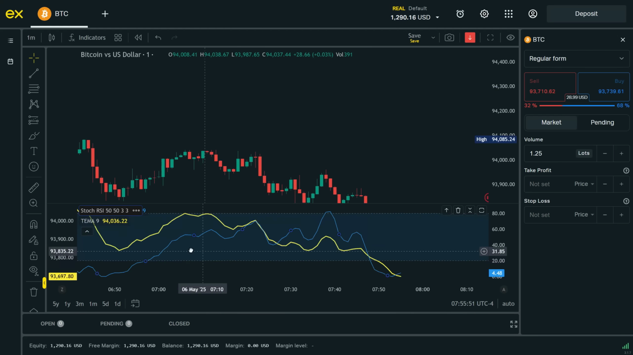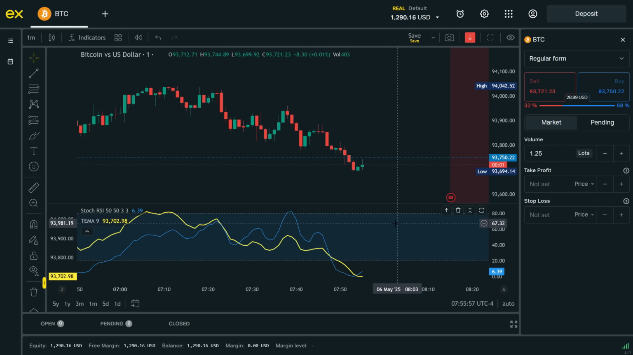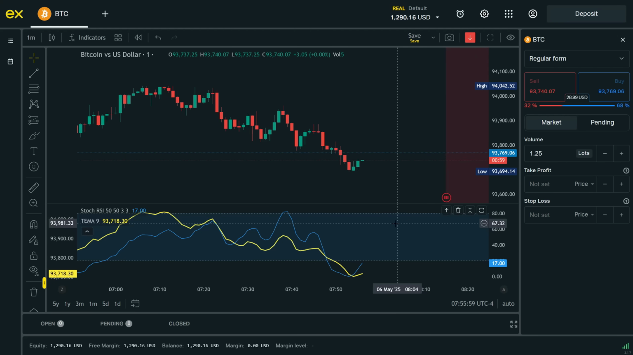When blue leads the way upward, the trend is likely up. When it dips below yellow, the market might be going down. That's it. No complicated math, no confusing setups, just clean, visual confirmation of trend direction using two smooth lines. Now, let's look at some real chart examples so you can see this in action and get comfortable using it in live trading.